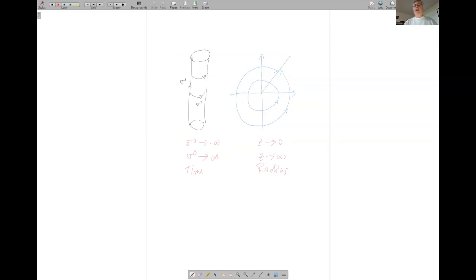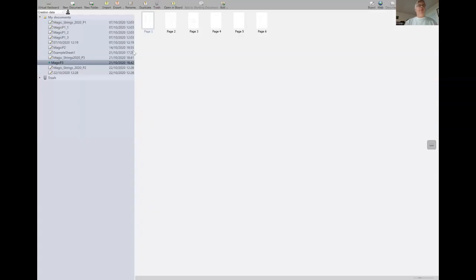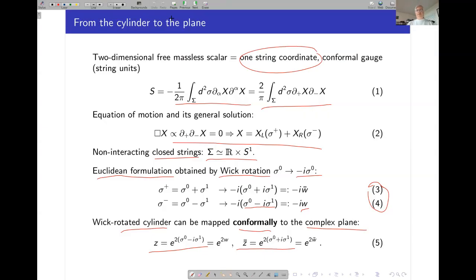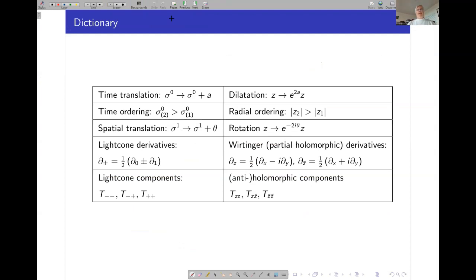So just in the last 2 minutes, let's go back to slides and give you some reference here. So here's a little dictionary of how quantities that we are familiar with and things that we are familiar with relate from the cylinder to the complex plane. And as you can see here, in particular, the lightcone coordinates come in very conveniently.